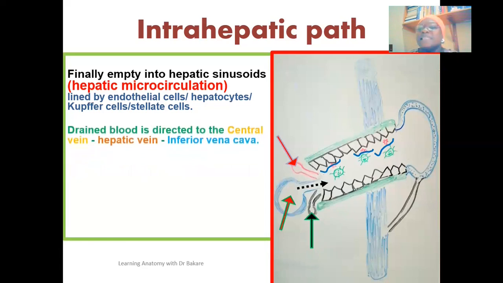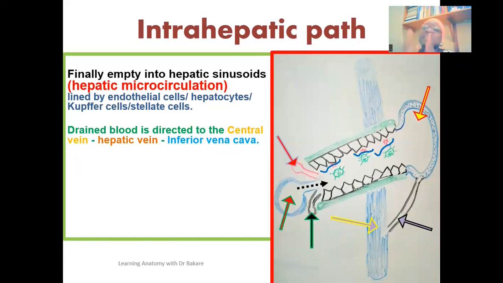This is then further delivered into the central vein. So this is the central vein here. The blood is then further transported or delivered through the hepatic vein. This is the hepatic vein here, arrowed in black. From the hepatic vein, it is finally delivered into the inferior vena cava. And this is the normal systemic venous drainage of the body.